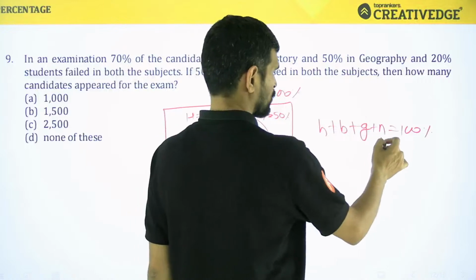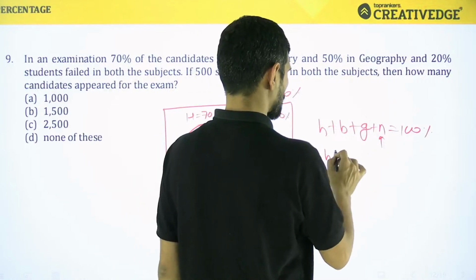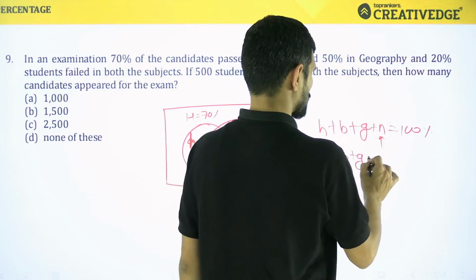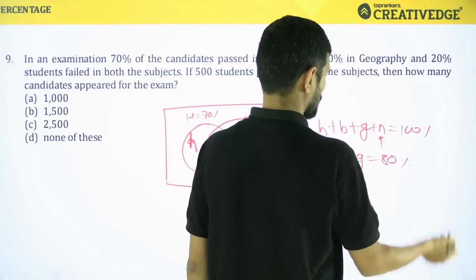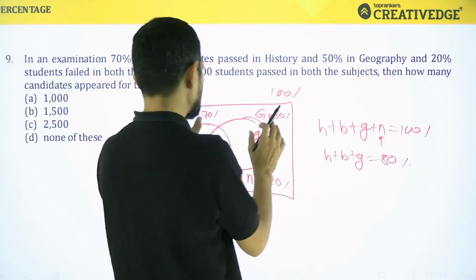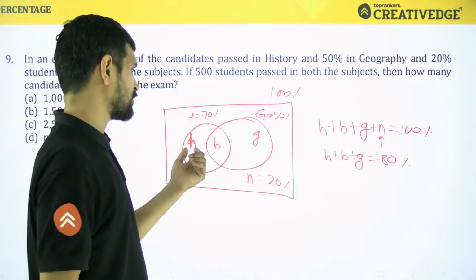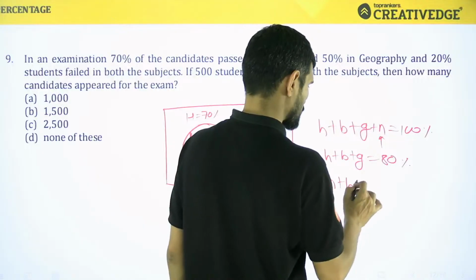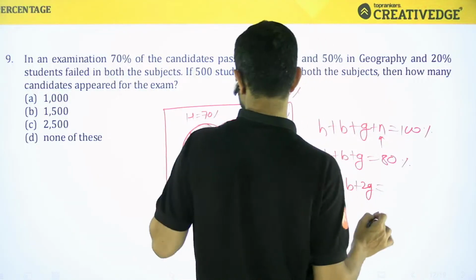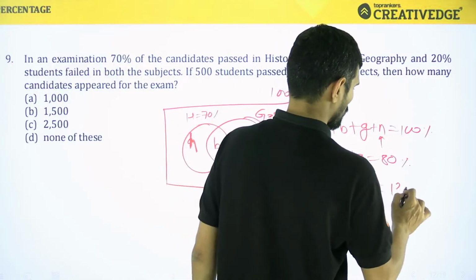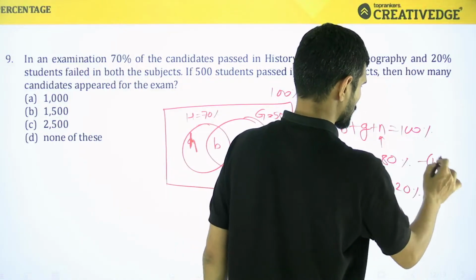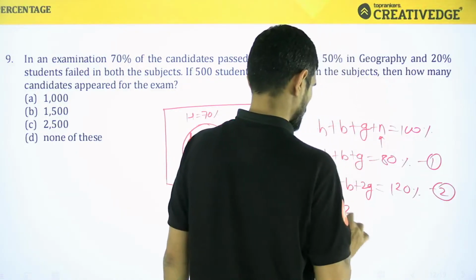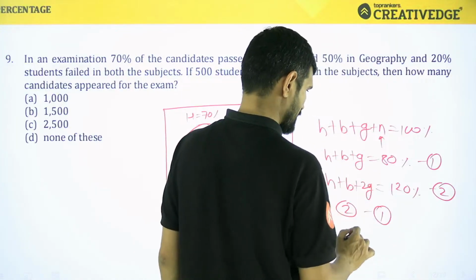So what we know, this none is 20%. So H plus B plus G should be 80%. And if you add these, capital H and capital G, you'll have H plus G plus 2 times B, which is 70 plus 50, 120%. So this is equation 1, this is equation 2. 2 minus 1 gives you the value of B.